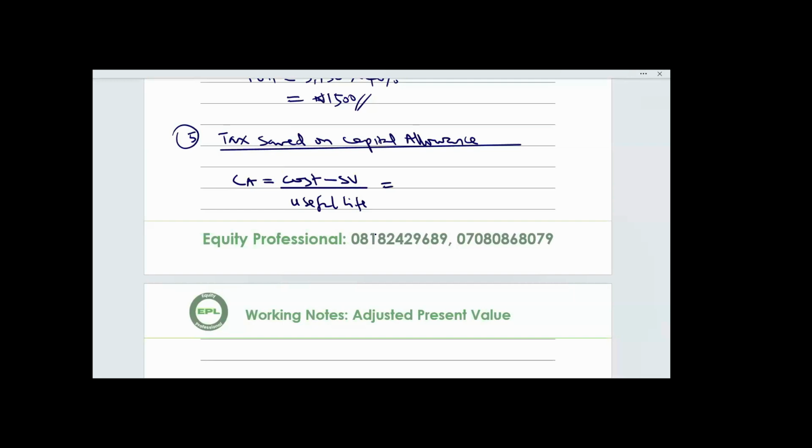Okay, so the cost of this machinery is 4.5 million. We are told that the machinery will be disposed of at 600,000 naira. So minus 600,000, then divided by useful life of 4 years. So annual capital allowance will then be equal to 3,900 divided by 4. That's 975. 975 is annual capital allowance.